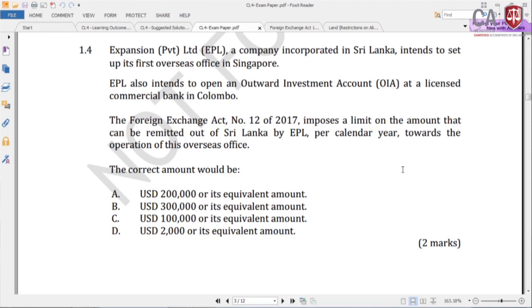The Foreign Exchange Act 12 of 2017 imposes a limit on the amount that can be remitted out of Sri Lanka by EPL per calendar year towards the operation of this overseas office, and you are asked to provide the correct amount that they can dispense out of the outward investment account.